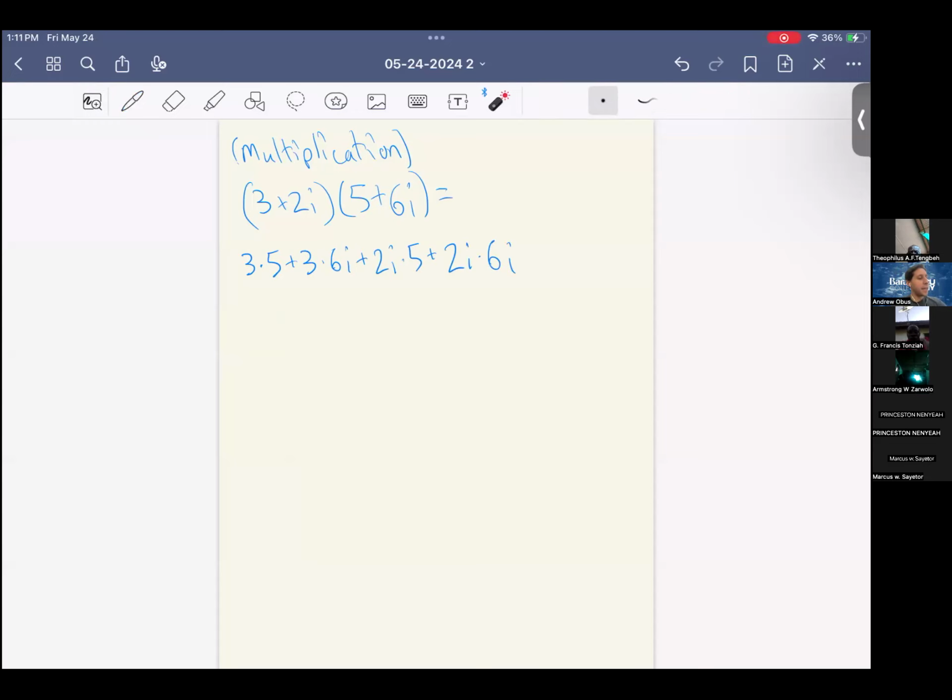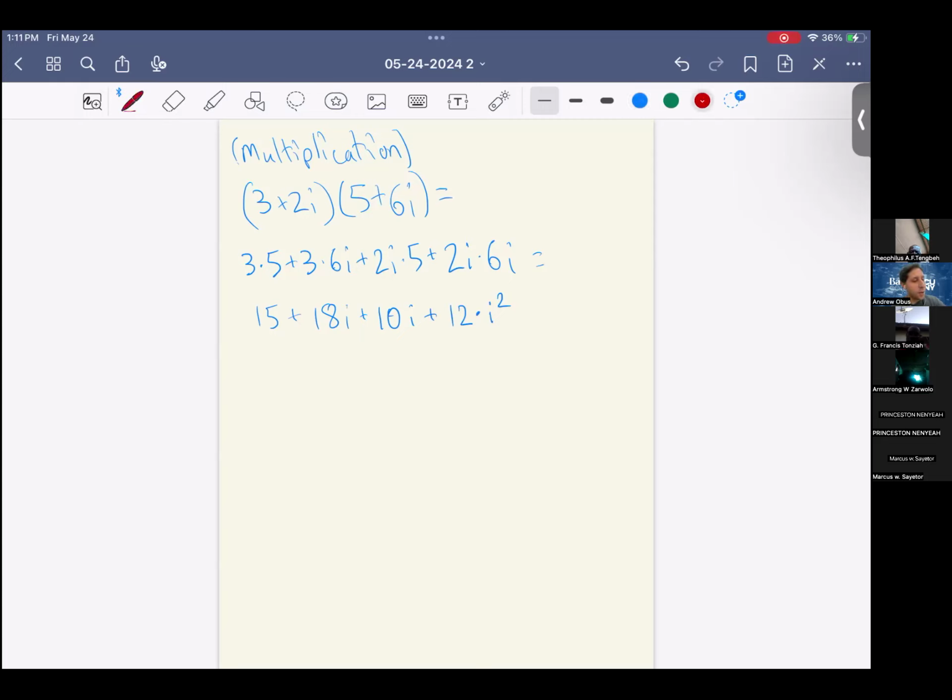This is what we get when we take each term from the first and multiply by each term from the second in every possible way, right? 3 times 5, 3 times 6i, 2i times 5, 2i times 6i. So let's simplify this. 3 times 5 is just 15. 3 times 6i is just 18i. 2i times 5 is just 10i, right? We just multiply by 5. And then here's the one thing. 2i times 6i, that's the same thing as 12 times i squared, right? So 2 times 6 is 12, and i times i is i squared.